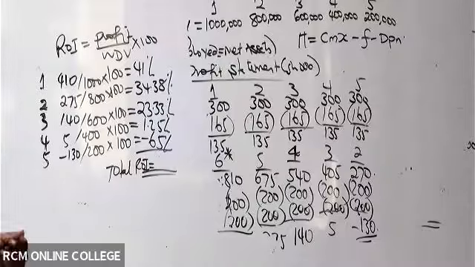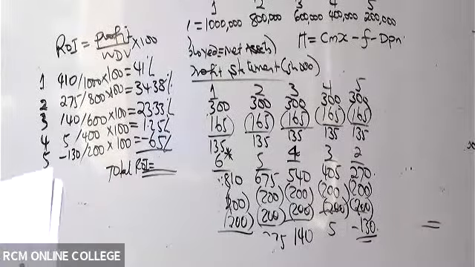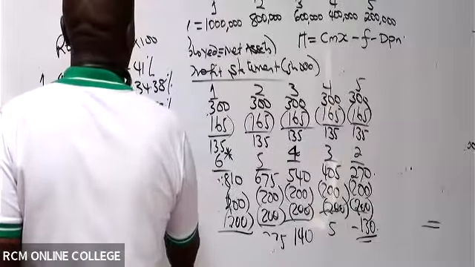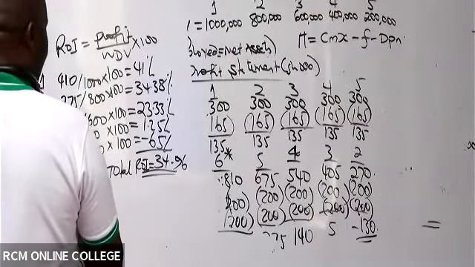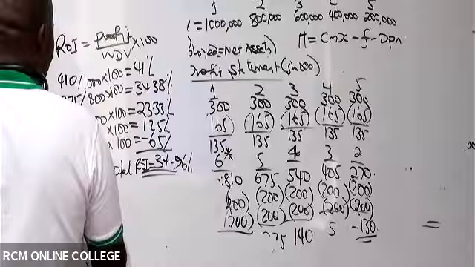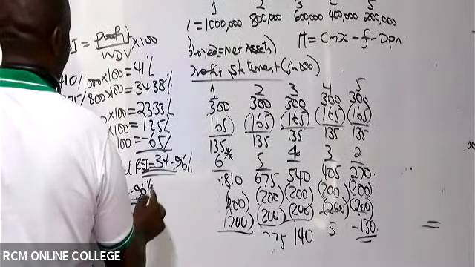In this case they never asked us, but in most cases they really do ask. The total is 34.96. Then the average will be this 34.96% divided by 5.